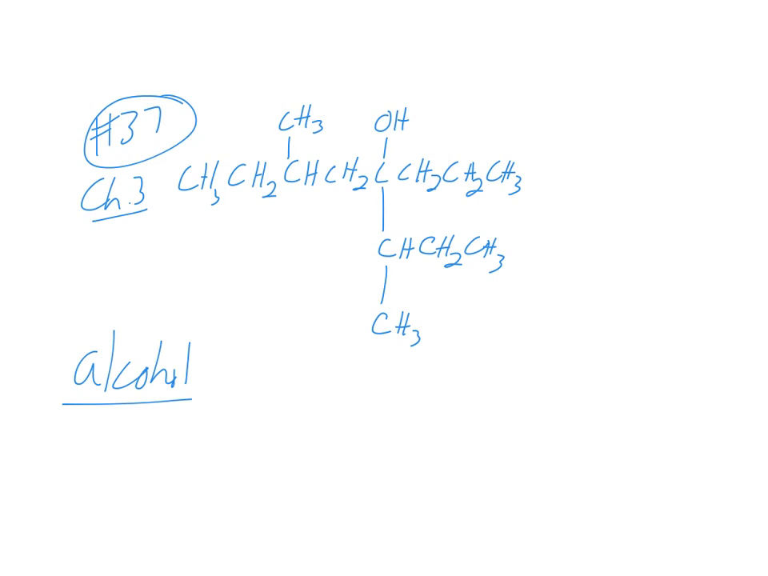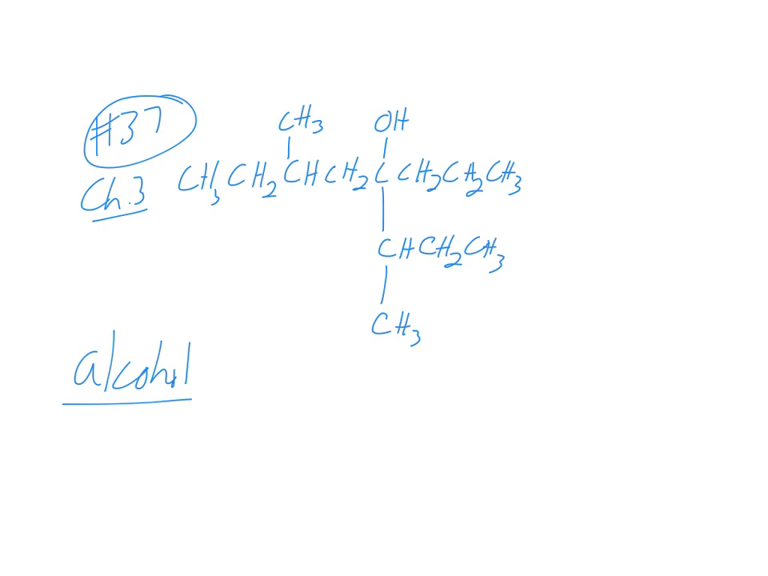Looking here, let's see: 1, 2, 3, 4, 5, 6, 7, 8. 1, 2, 3, 4, 5, 6, 7, 8. So we could go that way. There are two 8s. 1, 2, 3, 4, 5, 6, 7. So it looks like we could either go this way or this way. How do we decide which way to go is tough.